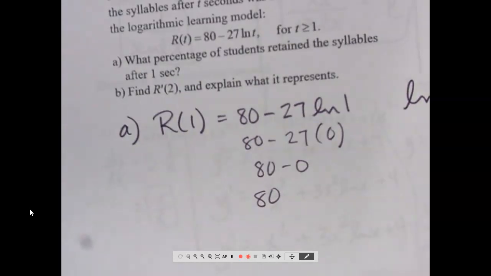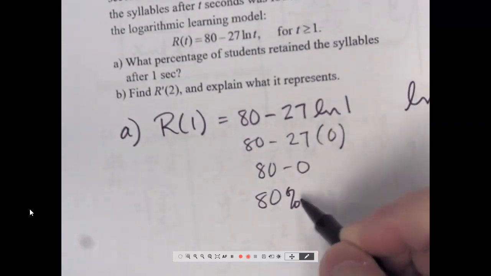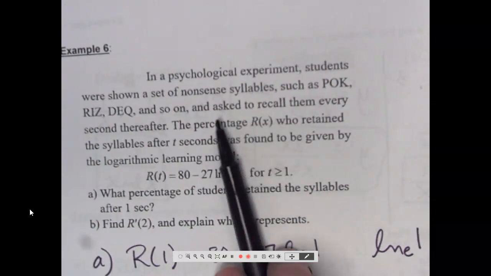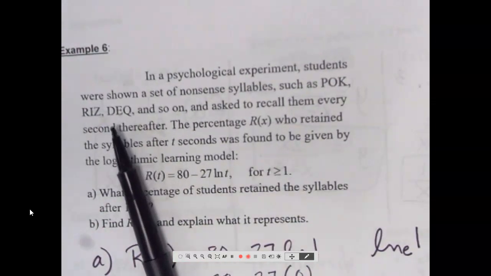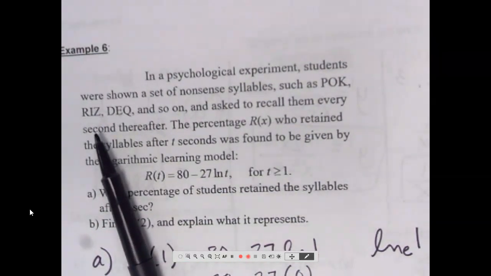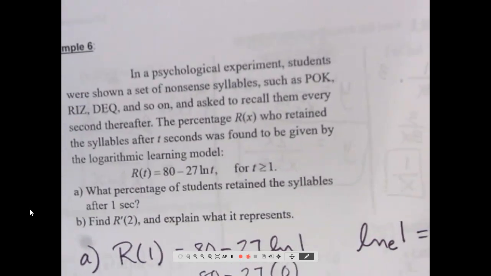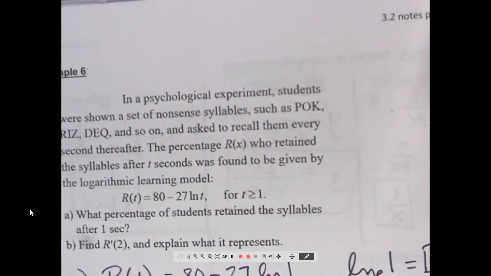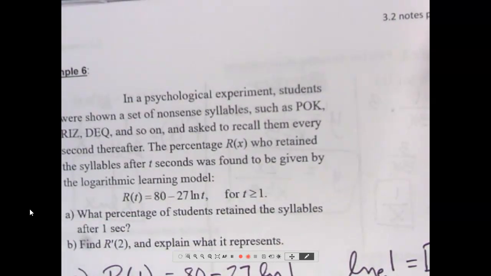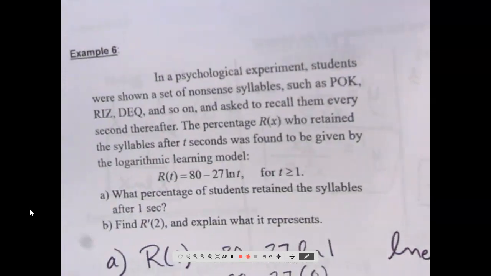Now, what would my answer be? 80 what? $80? 80 feet? 80%. Okay, so what this means is, if you were shown a set of crazy little mini words like this that really weren't words, and 1 second later I asked you to recall those, you would remember 80% in this particular study. Okay, what do you think it'd be after about 10 seconds? Lower. After a minute, you'd probably be like, I don't know, I remember one of them, maybe?